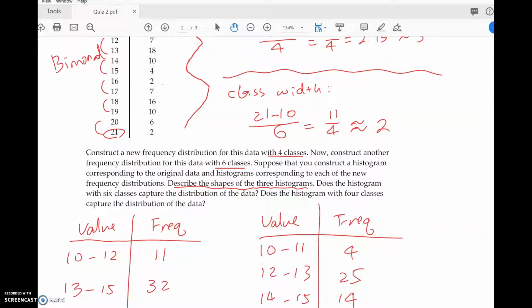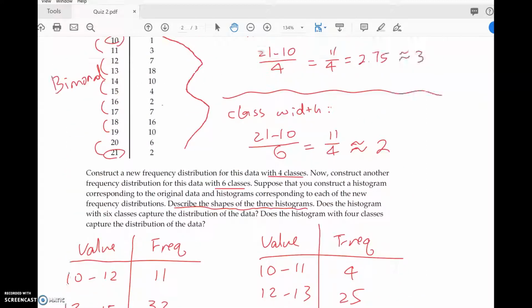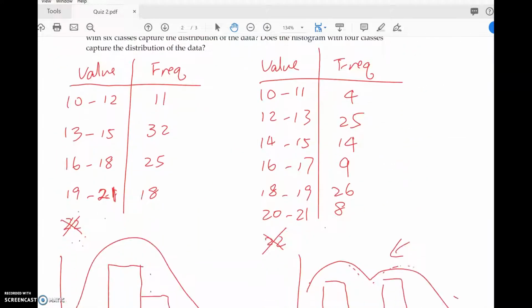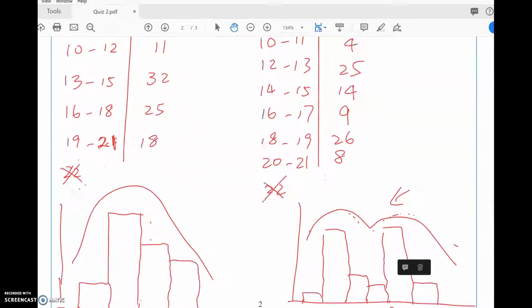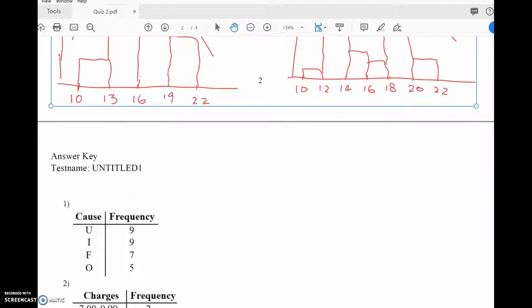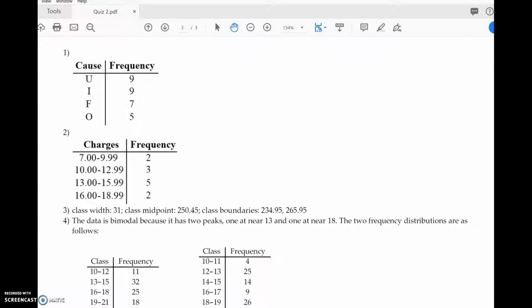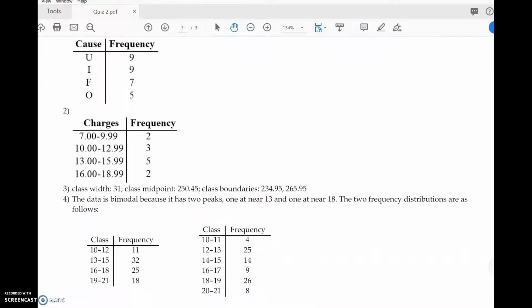Okay, so that's the end of the quiz. And if you're not happy with my handwriting, here are the printed versions of the final answers for each one of them.